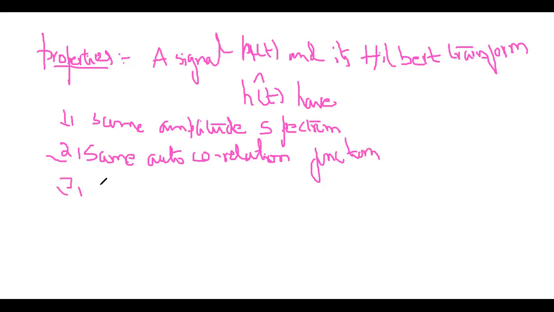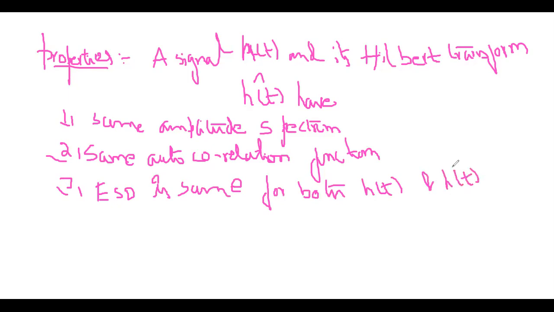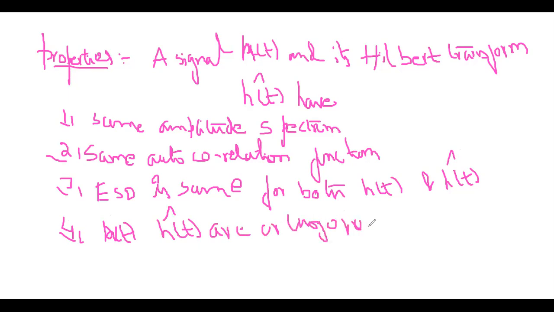And the third one, energy spectral density. These also you will get in the fourth unit, my dear students. Not the fourth unit: fourth unit for EEE students and third unit for ECE students. Energy spectral density is the same for both h of t and h bar of t, h of t cap, and these two are orthogonal. Already we know orthogonal means mutually perpendicular to each other.